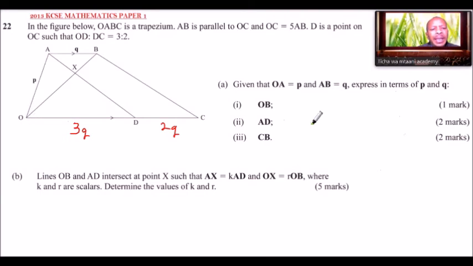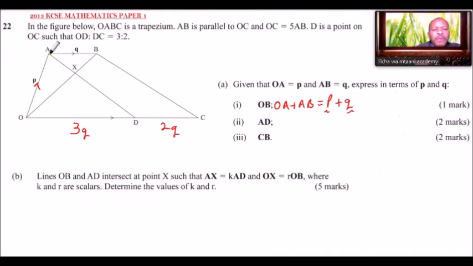So OB, we can say it is the same as OA plus AB. And what is our OA? It is P. Actually, we can show the direction of that vector. So we say it is P plus Q. To differentiate the vectors, we use this symbol, although it's not a must, but it is good so that you can differentiate between a vector and a scalar. Then we come to AD. What is our AD? So our AD is this.